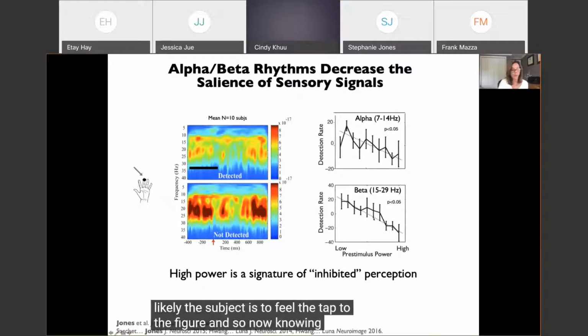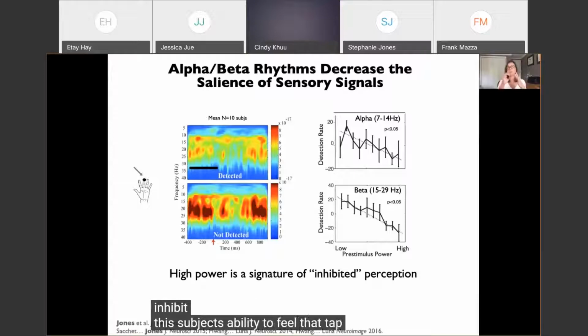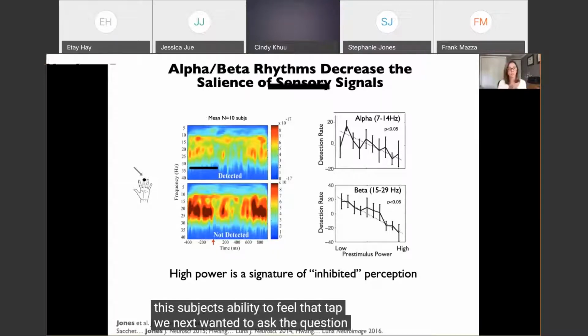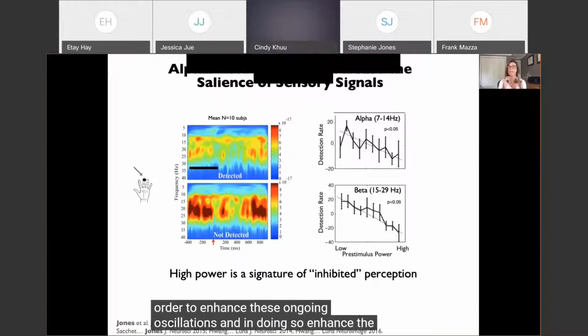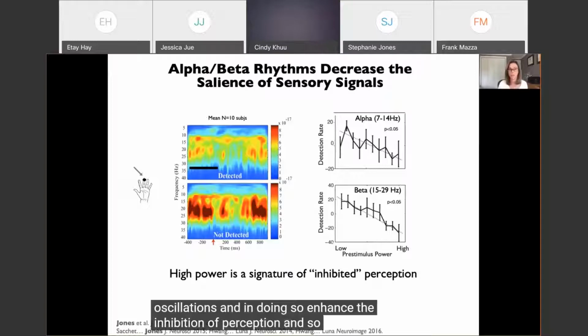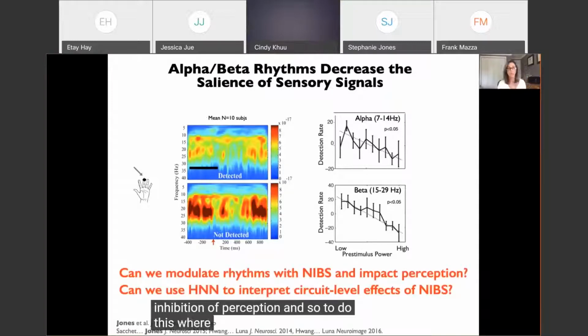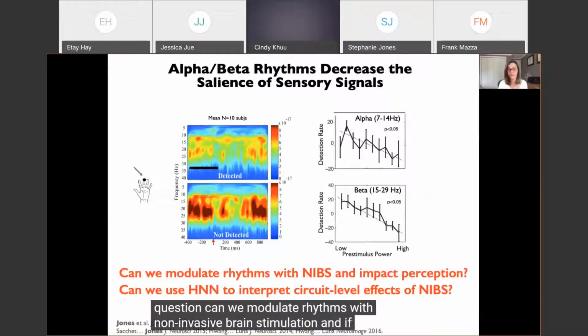And so now, knowing that these spontaneous oscillations are going to inhibit the subject's ability to feel that tap, we next wanted to ask the question, can we use non-invasive brain stimulation in order to enhance these ongoing oscillations, and in doing so, enhance the inhibition of perception? And so to do this, we're going to ask the question, can we modulate rhythms with non-invasive brain stimulation? And if so, can we use HNN to interpret the circuit level effects of the brain stimulation?